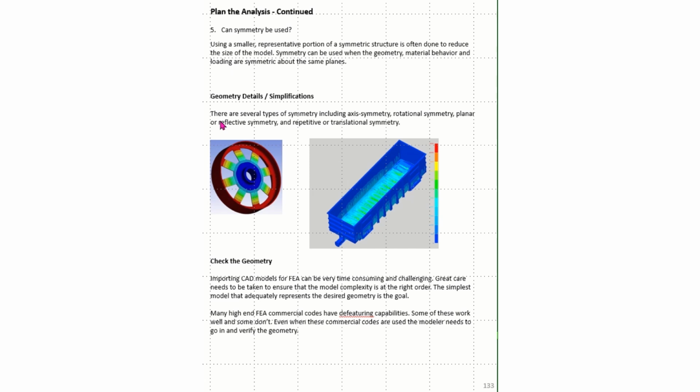There are several types of symmetry, including axisymmetry, rotational symmetry, planar or reflective symmetry, and repetitive or translational symmetry. So check the type of symmetry that you have. Here's an example of an axisymmetric problem, and here's a linear symmetric problem, where down along this line here we have a repeating geometry. So check the geometry.